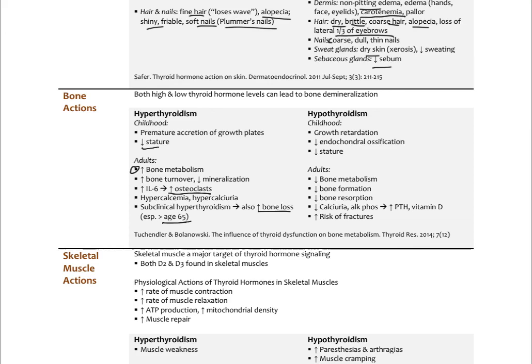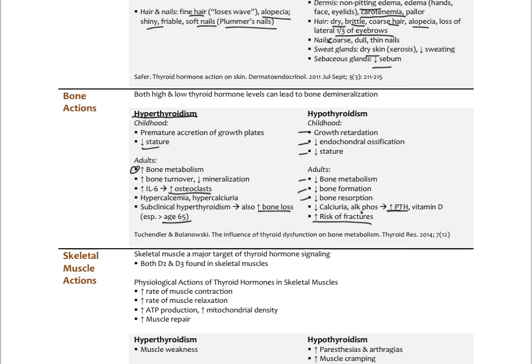So again, if we're supplementing thyroid in patients, we have to be really careful about overdoing it because it could create that. In hypothyroidism, we're going to see growth retardation, decreased endochondral ossification, decreased stature, and then decreased bone metabolism, decreased bone formation, decreased bone resorption, decreased calciuria and alk phos, and we might see increased parathyroid hormone now. As a result of this, you get bone that is not being properly recycled, and we're going to have an increased risk of bone fractures. So I think the important take home here is we usually think of hyperthyroidism causing bone issues, but hypo can as well. And so both kind of go together.